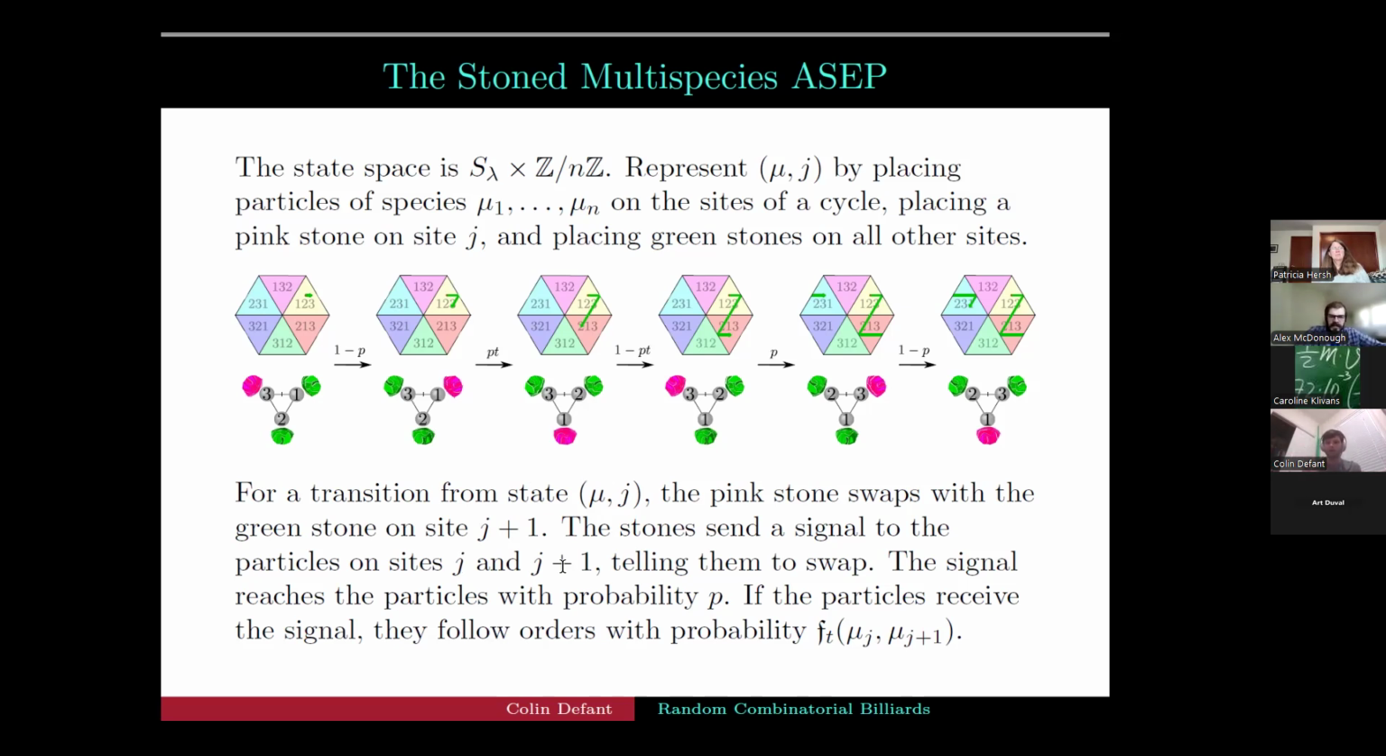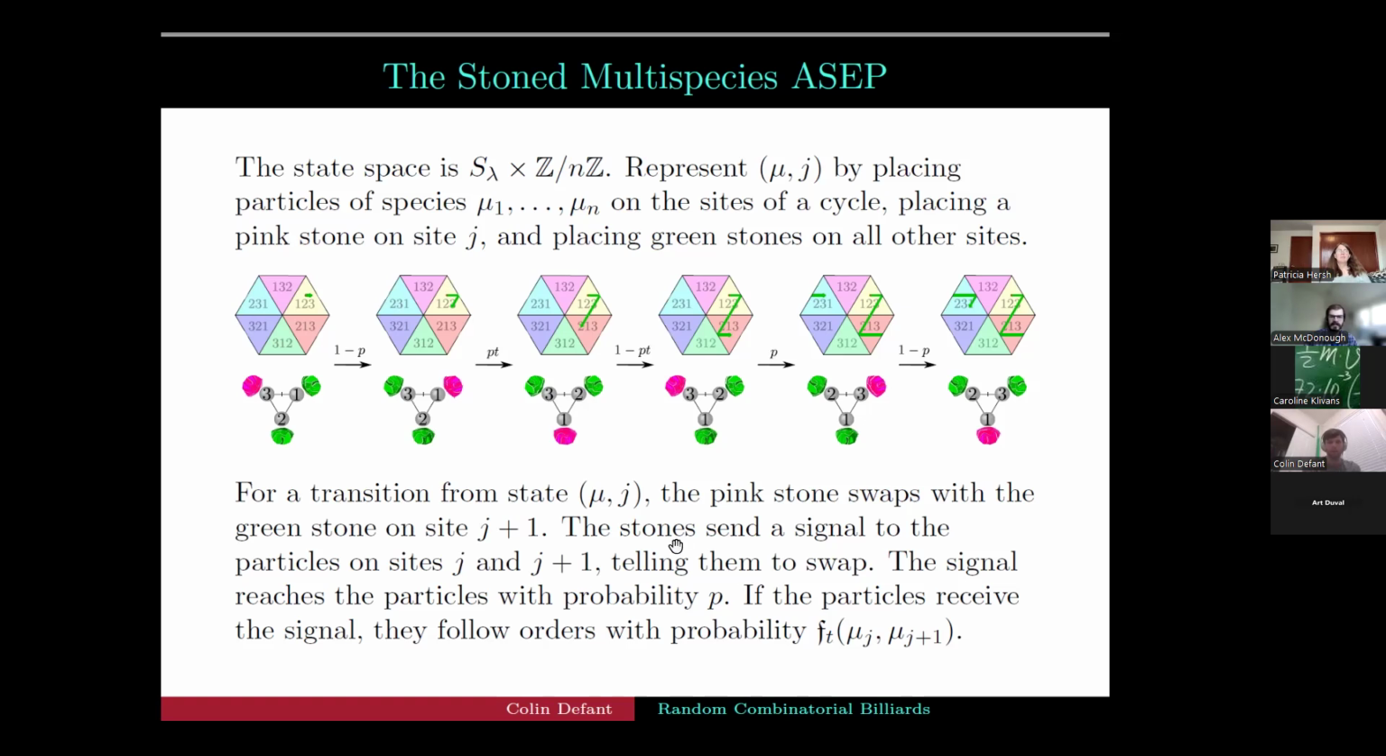So the probability that the signal actually reaches the particles is this probability P that we had from before. So with probability 1 minus P, the signal doesn't even reach the particles, in which case they don't swap because they didn't get the signal. But even if they do get the signal, they can choose to ignore it. They can say, actually, no, we don't want to move. We're fine where we are. We're just going to stay still. So if the particles receive the signal, then the probability that they actually follow their orders and do the swap is this f sub t of mu j plus 1 that I have from before. So remember, this is 1 if mu j is bigger than mu j plus 1. It's t if mu j is smaller than mu j plus 1. And it's 0 if they're equal.